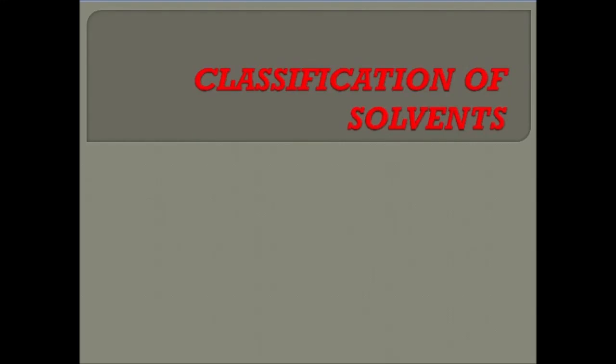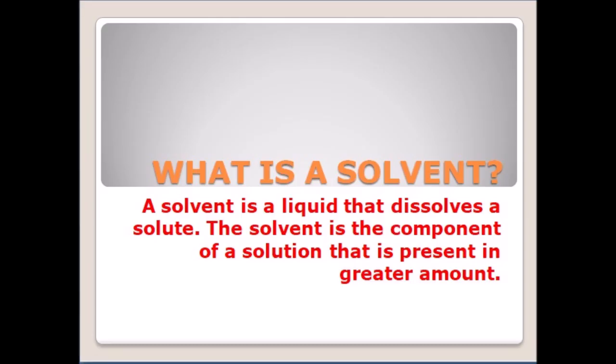Dear students, today we are going to discuss solvents, especially types of solvents. Before talking about the types of solvents, we must know the definition of a solvent. So what is a solvent? A solvent is a liquid that dissolves a solute. The solvent is the component of a solution that is present in the greater amount.